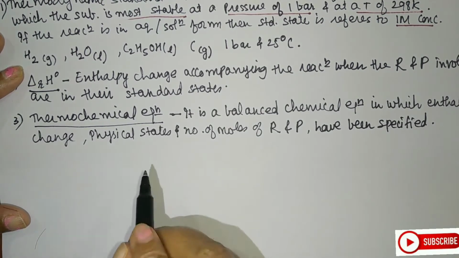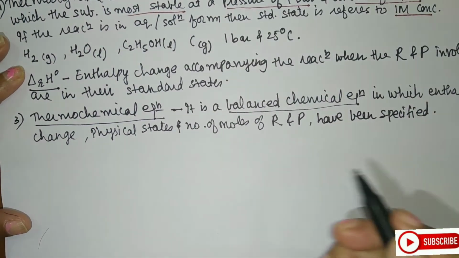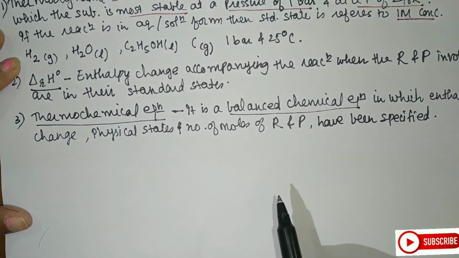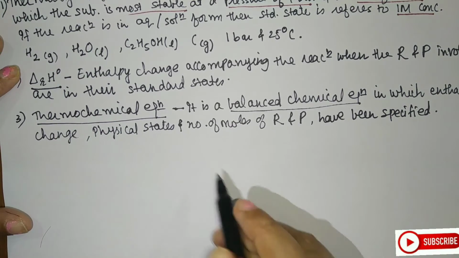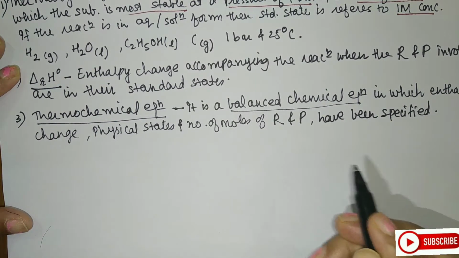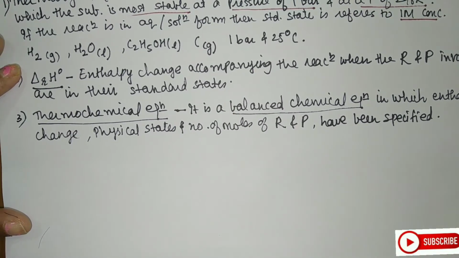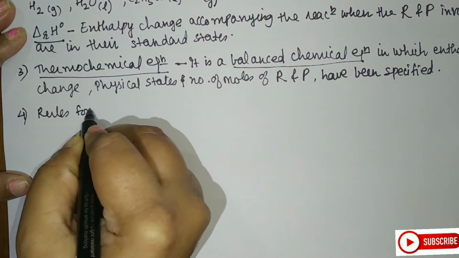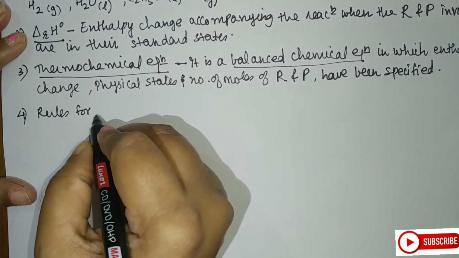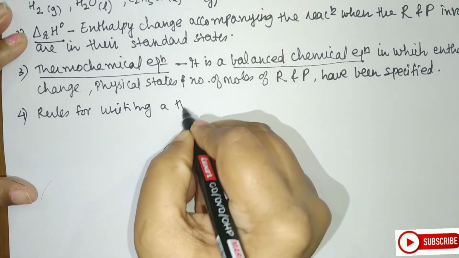So students, a thermochemical equation is always a balanced chemical equation in which the amount of heat released or absorbed, that is the enthalpy change, is mentioned. The physical states of the reactants and the products are mentioned, and a proper balanced chemical equation is considered, meaning the number of moles of reactants and products have been specified. This type of reaction, we call a thermochemical equation. Now let us see the rules for writing a thermochemical equation.